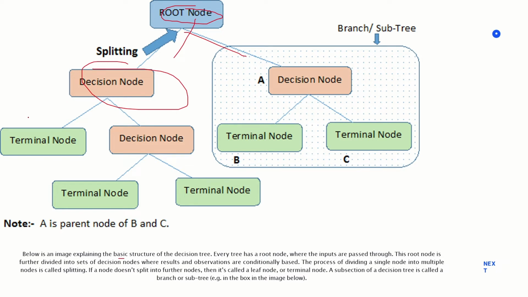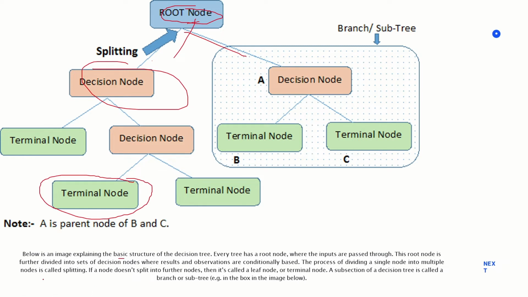Okay, let's start. The image shows the basic structure of the decision tree. Every tree has a root node, where the input is passed. As I said, the root node will consist of the whole dataset, and the terminal node will contain the output at the end. So the decision tree works on that.